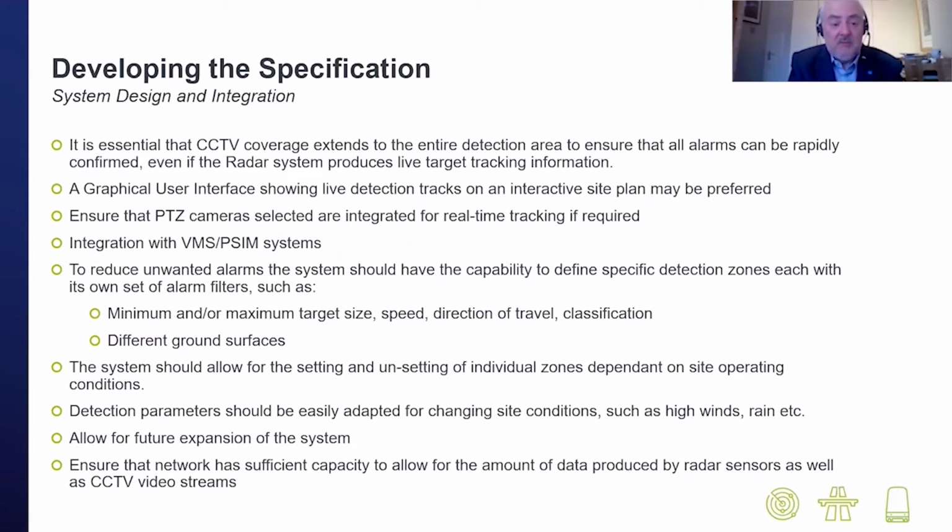Obviously, make sure it's expansion proof, make sure there's plenty of capacity for that. And part of that really is making sure that the network that is used has got sufficient bandwidth. We always recommend a gigabit network, not so much for the radars, but obviously you've got video streams running across that network as well. So just make sure you've got the amount of bandwidth that's required for the particular application.